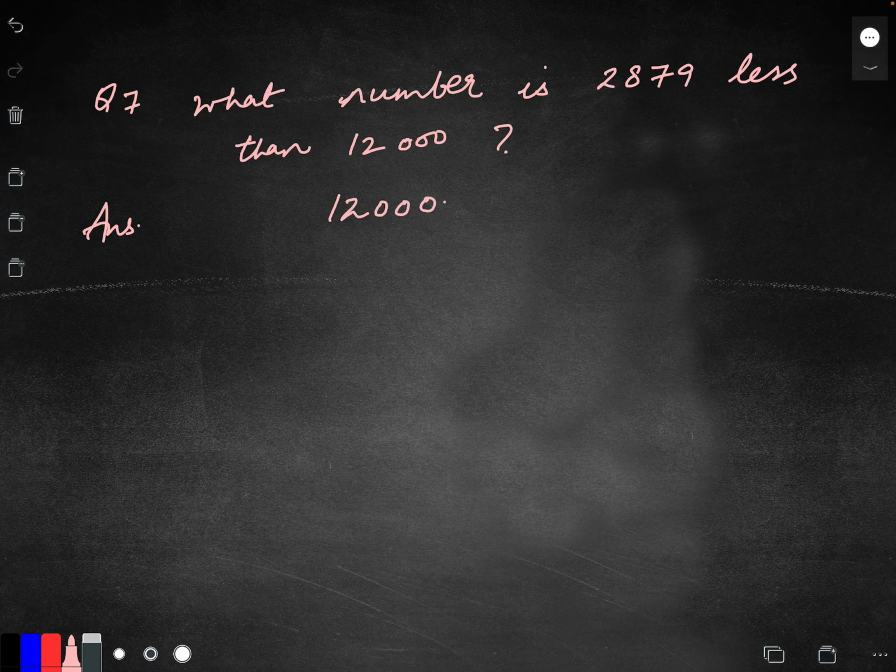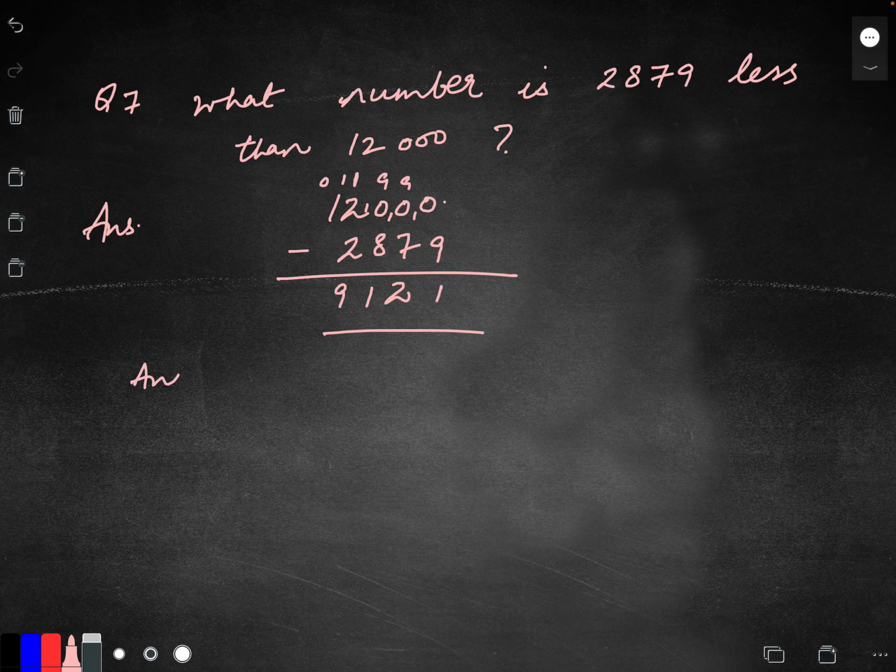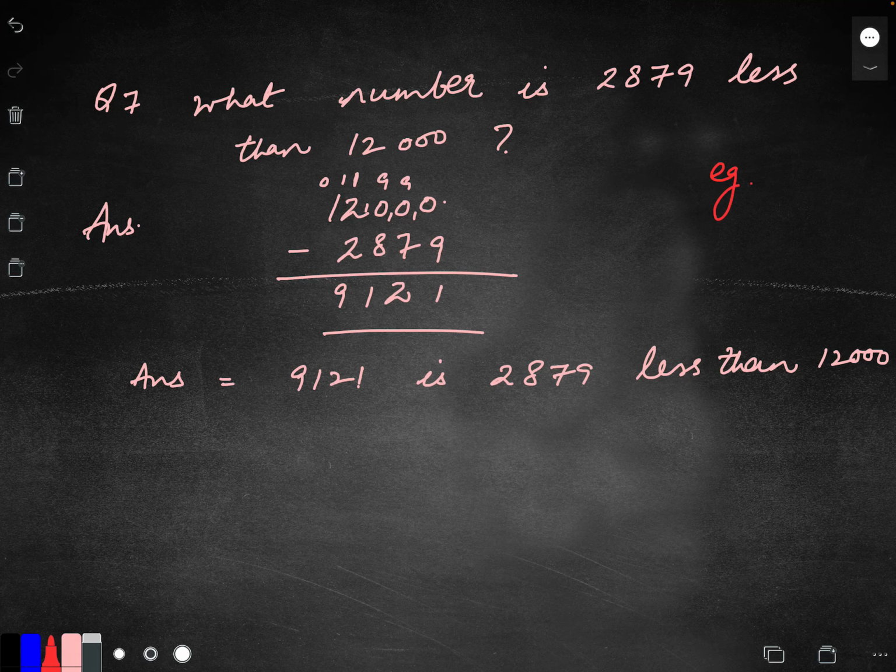We write the bigger number on the top and subtract the smaller number from it. Borrowing like this. Got it? So my answer is 9121 is 2879 less than 12,000. I hope it is very clear. I can give you example for understanding.